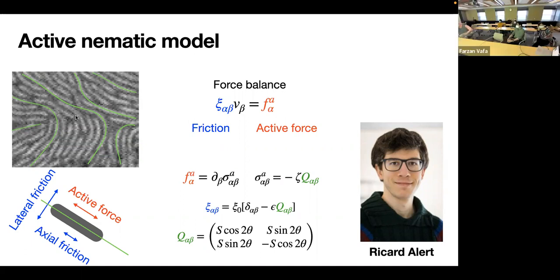Is there any hope of flipping the sign of zeta with drugs or genetics or something like that?